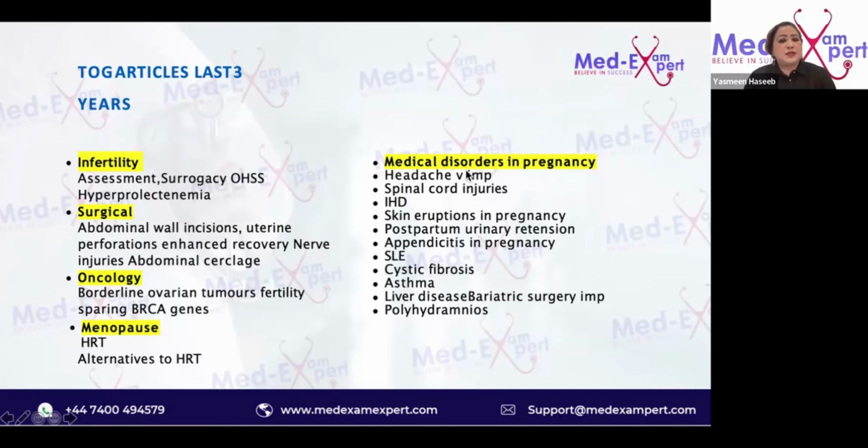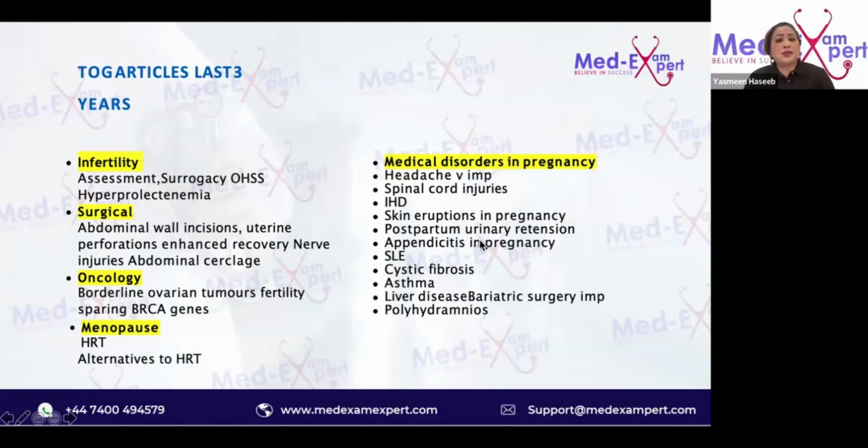Then comes the medical disorders in the pregnancy. Headache is very important. I think headache came in 2012 or 2014, something like this. So this was an old TOG article. However, the headache causes are very beautifully done in this article. Spinal cord injuries are very important. Ischemic heart disease, you will find it very beautifully written there. And eruptions in the pregnancy, there are very many changes in eruptions. And sometimes they put a picture during the exam, or sometimes they just tell you the description.